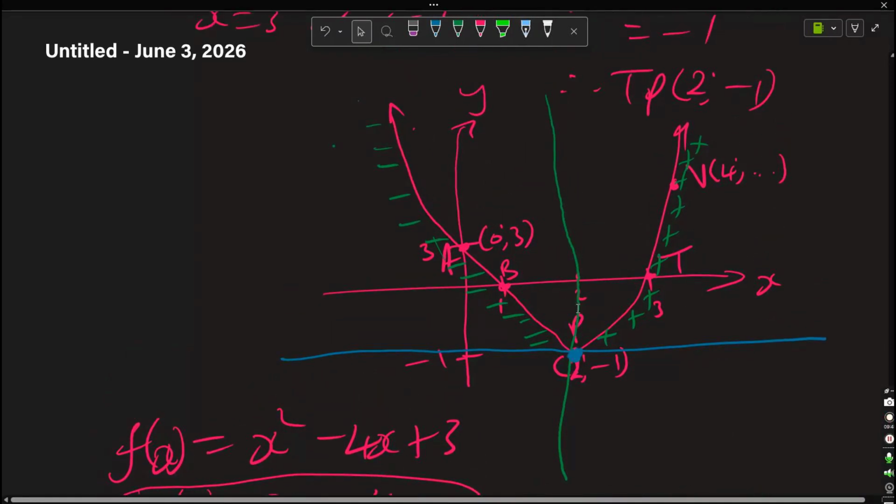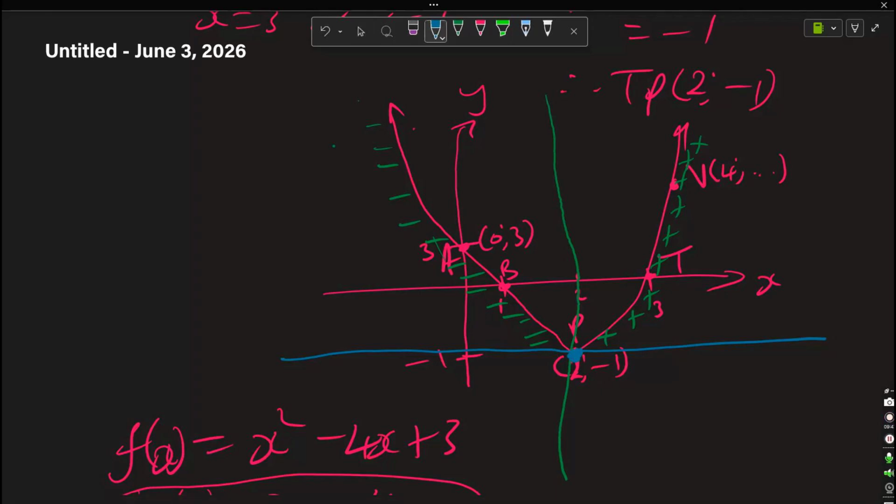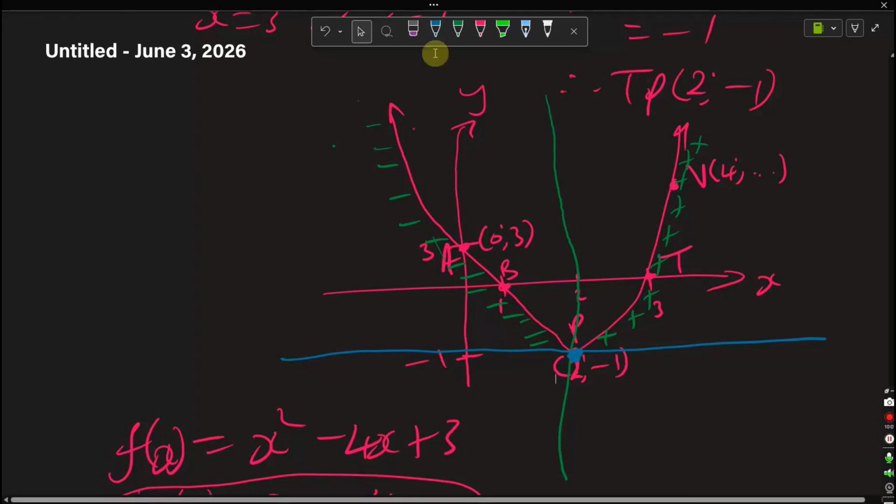So from negative infinity to just before P, the graph is decreasing. At P, the gradient is 0. It's neither increasing nor decreasing. It's just stationary. So the gradient is 0. Then just after P, going to positive infinity, the graph is increasing. So now, where am I going with this?